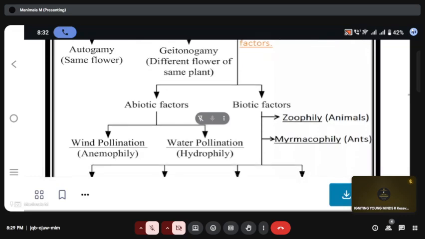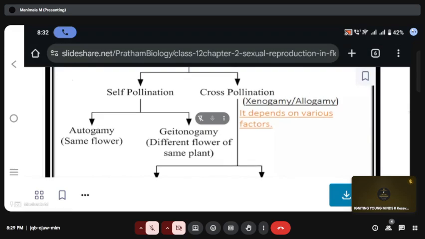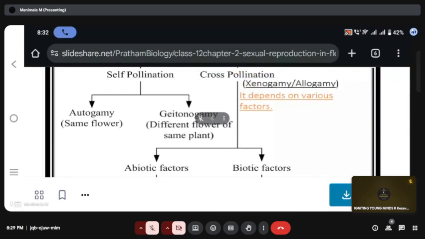So this is about chasmogamy, self-pollination and cross-pollination. Now, we'll discuss self-pollination.